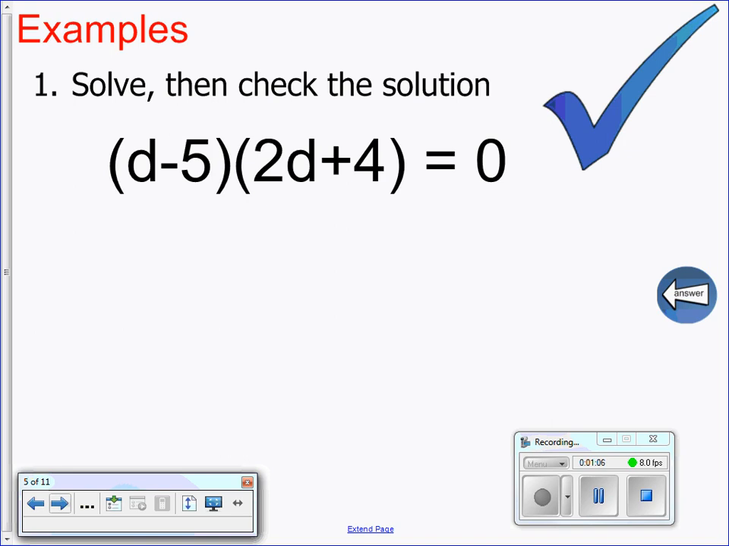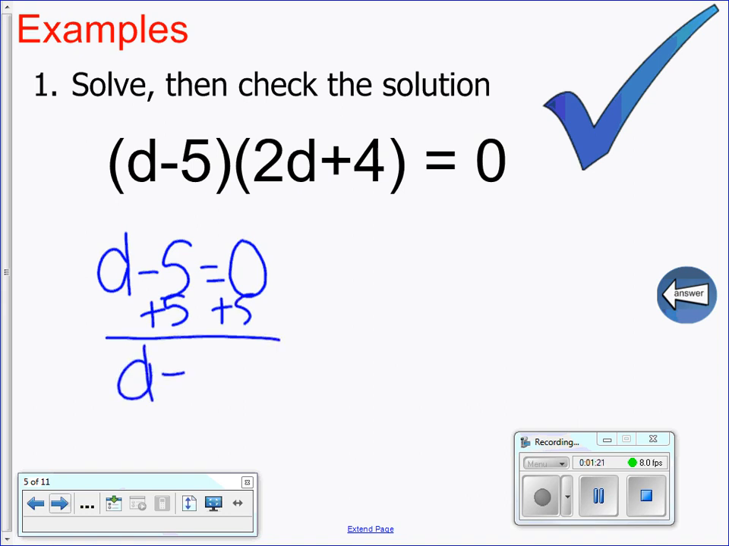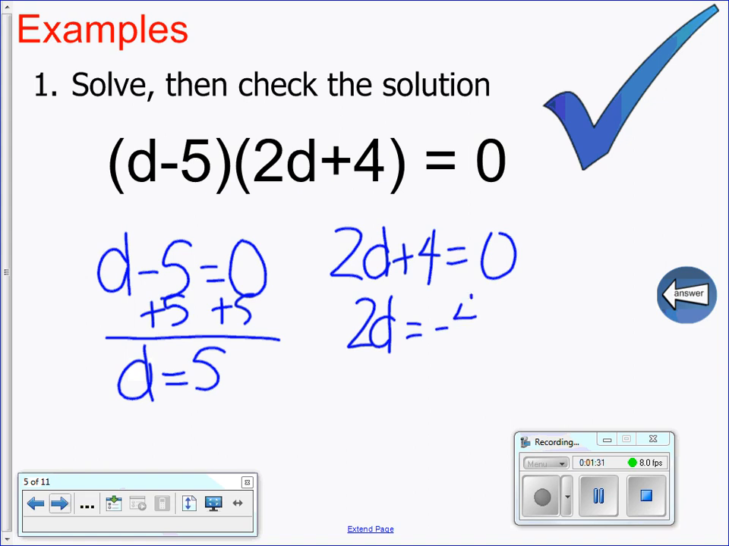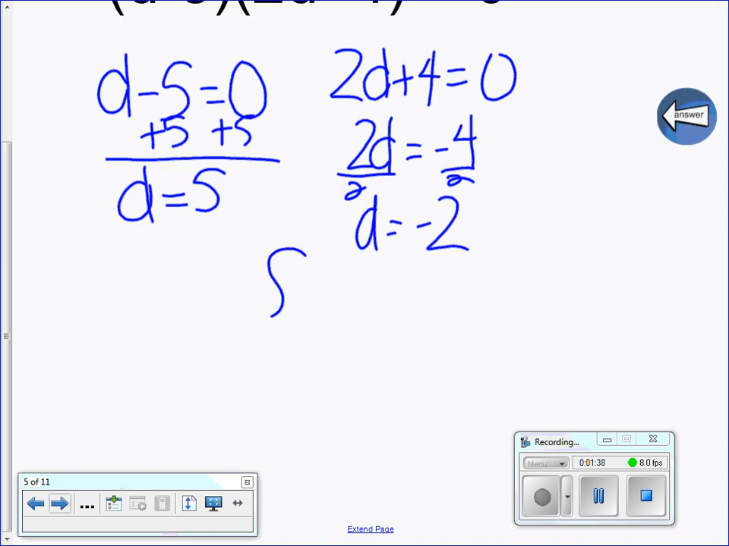All right, so here we have two binomials, and all we're going to do is solve. That simply means that I take each of the binomials and set it to 0. I add 5, so d equals 5. That's one of my choices. And 2d plus 4 equals 0. 2d equals negative 4. d is equal to negative 2. So those are my solutions, negative 2, 5.